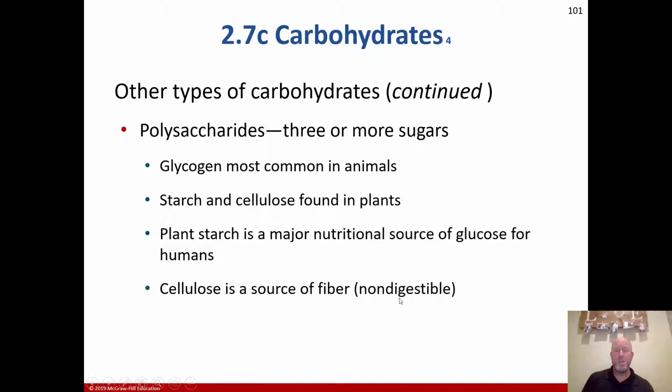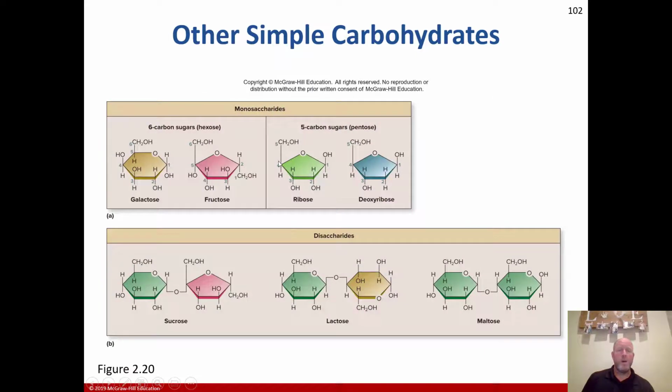It's non-digestible, which is good if you're trying to pass things through. If you have too much cellulose, it's going to create a lot of digestive challenges, because it's going to try to go right straight through you. Other simple carbohydrates, you can see here the monosaccharides, the 6-carbon sugars, hexose configuration with galactose and fructose, the 5-carbon sugars, pentose configuration with ribose and deoxyribose, and disaccharides: sucrose, lactose, and maltose.